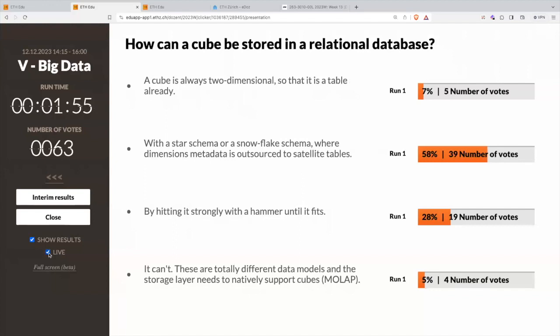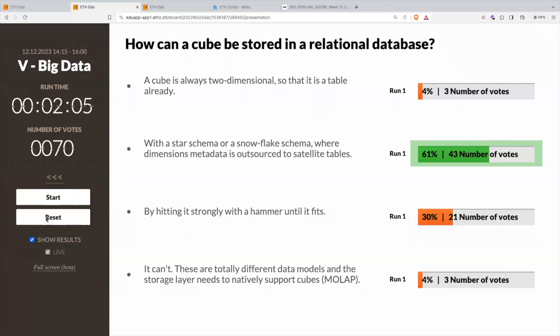Okay, we have a majority. And the majority is correct. We will see that indeed you can use something called the star schema or the snowflake schema if you're really a big fan of data normalization and normal forms. So indeed, we can use a star schema or snowflake schema. I will show that to you, of course, in the slides that we are going to have.